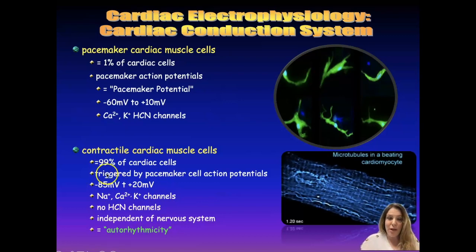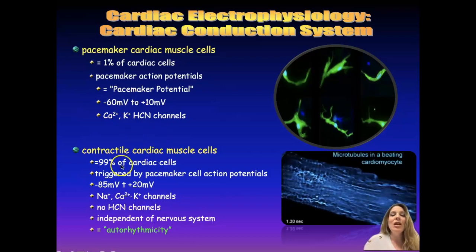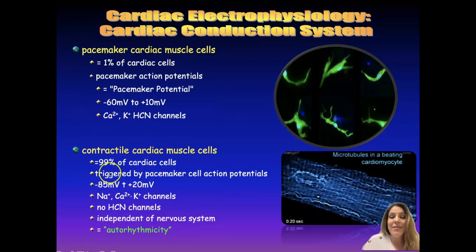So notice a difference here between the contractile cardiac cells and the pacemaker cells. The minimum voltage, or the resting membrane potential, is different between these two. In pacemaker cells, resting membrane potential is negative 60 millivolts. In contractile cardiac cells, it's negative 85 millivolts. And the maximum is positive 20, where it was positive 10 in the pacemaker cells. So that's an important thing to note, that the range of voltage is different between the pacemaker cells and the contractile cells.